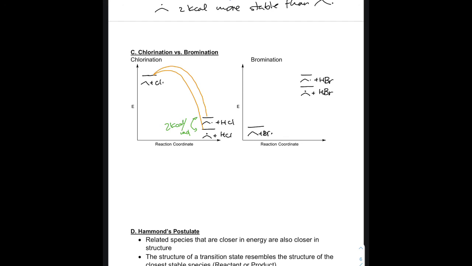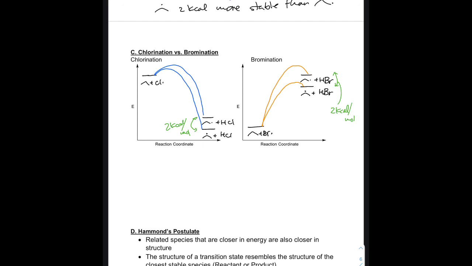And for the bromination reaction, I'm going to use the opposite colors, because chlorine kind of looks bluish, and bromine is like orange, a dark orange, brown color. So those are the two reaction pathways, and remember that the difference between the two products here is the same, 2 kilocal per mole.